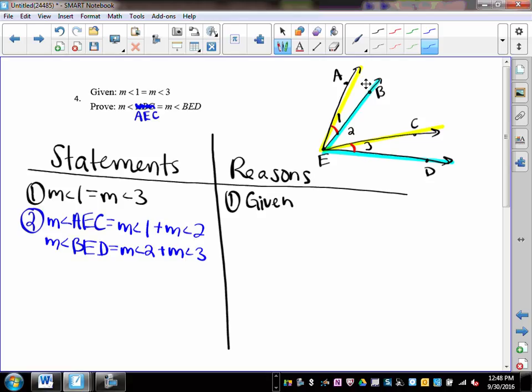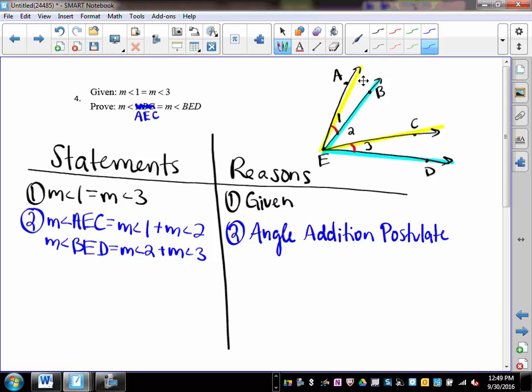And how did we know that? Good. Angle addition postulate. You can put add. Yeah, you can put post. Awesome.